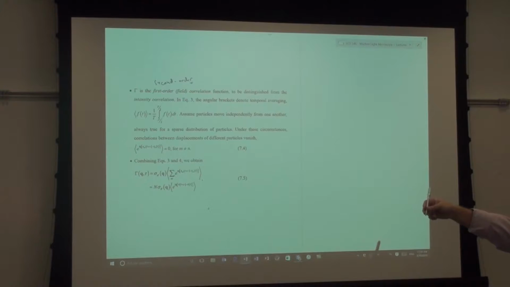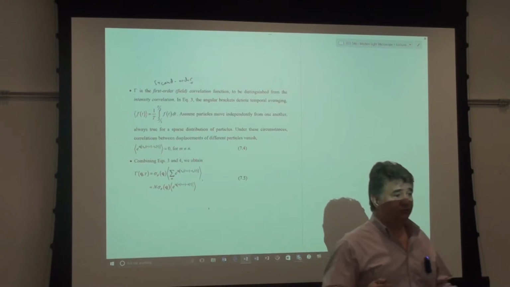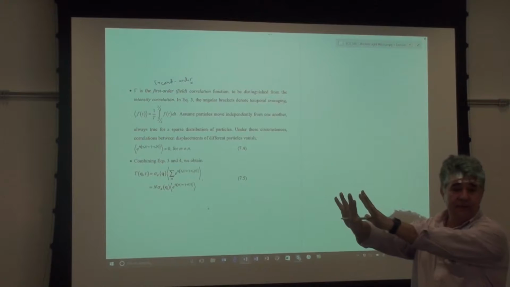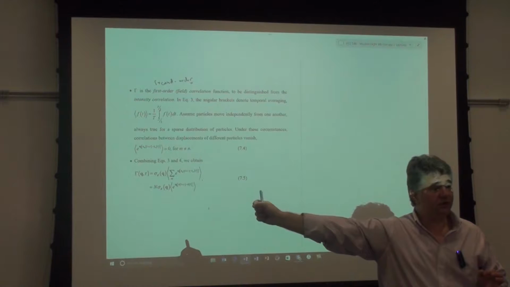I can think of a way to measure this field correlation function directly, and actually we do that in our lab, but it's not standard. The way to do it is to use interferometry. You need to take the scattered field from the object and then add the reference field, and that gives you the phase information. Only then do you get a field autocorrelation function.